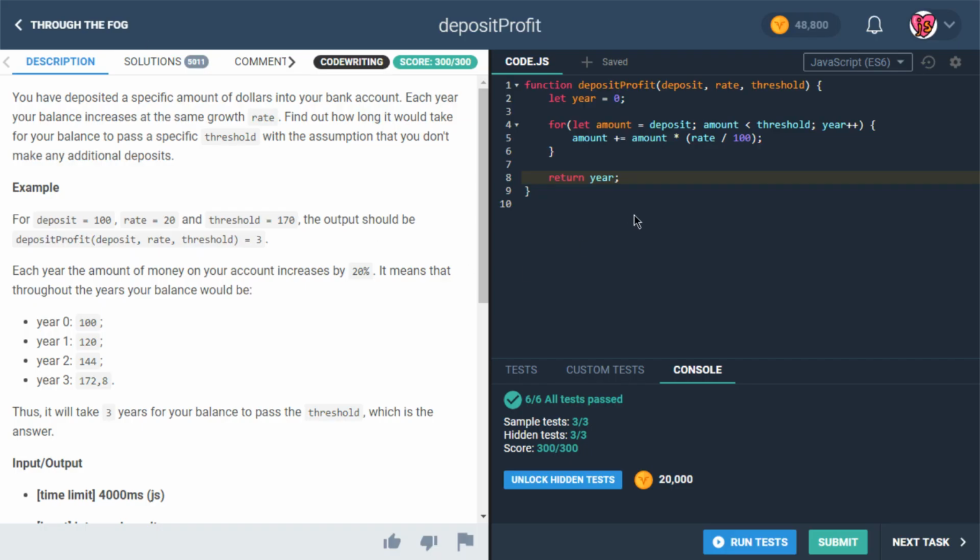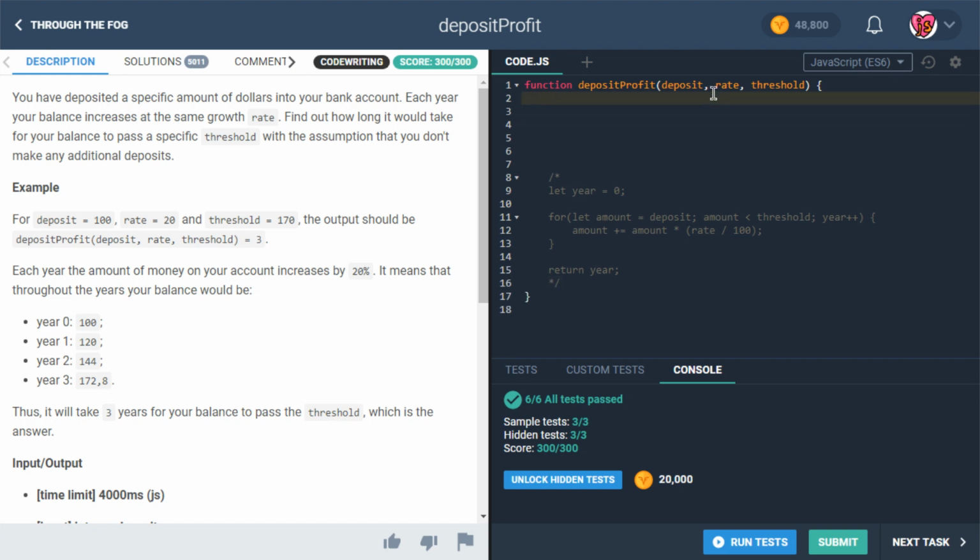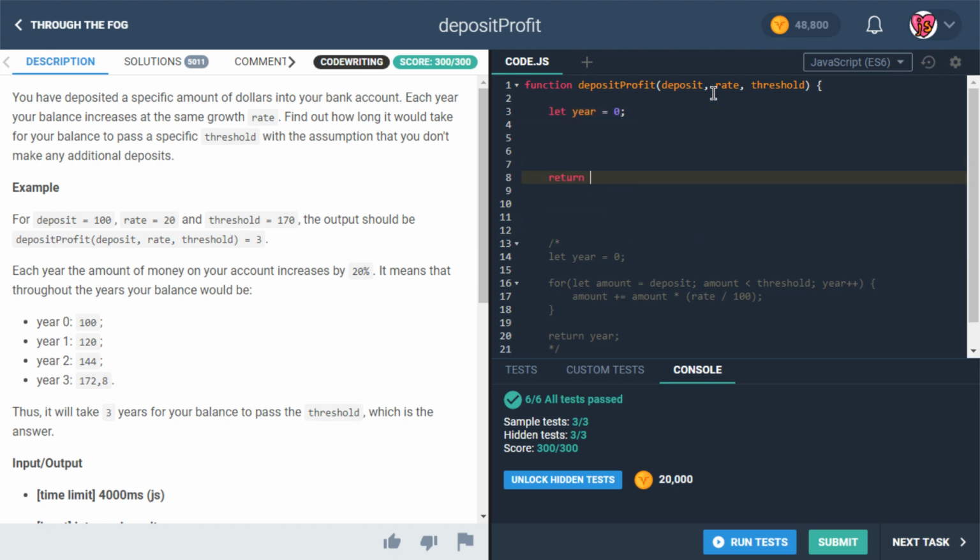Let's bring it back. Let's go over here, and this was our first attempt at this. It was a nice algorithm and worked out pretty well, but we're going to archive it and try something different now. What's going to be the same as what we had? We're still going to have let year, and we're still going to return year at the end. Except now we're going to say for let amount be assigned the value of deposit, and amount is less than threshold, and year plus plus.